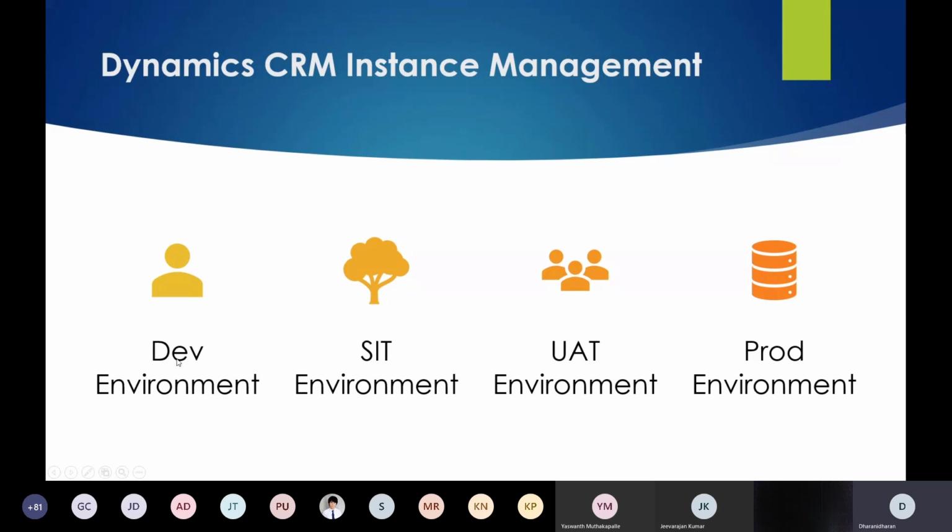And if you see here, the dev environment is the golden source environment for all our customization and configuration changes. SIT is where the internal test users will test the functionalities against different types of data. And UAT is where the business users test the functionalities against different types of data. Production is nothing but the go live instance.